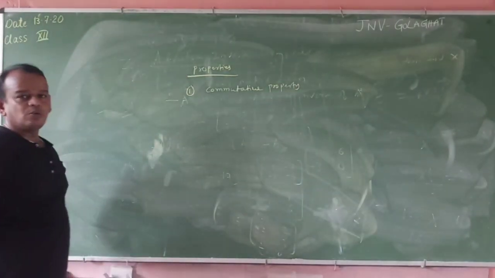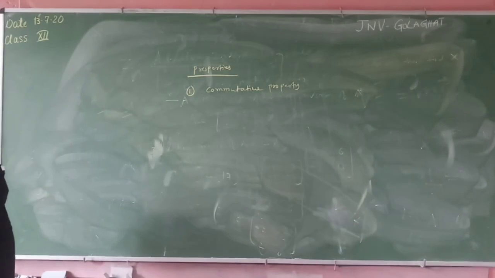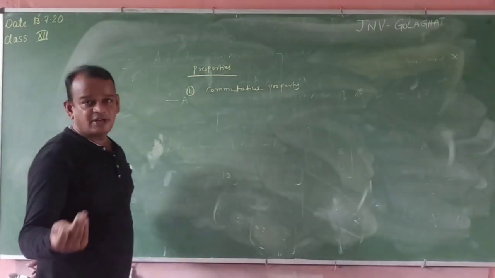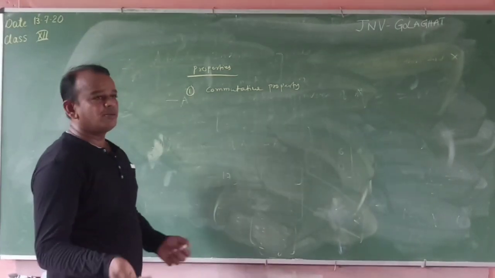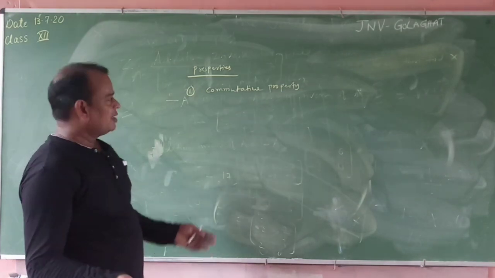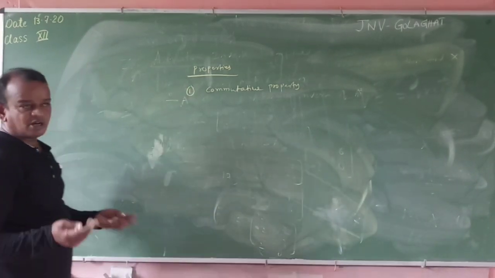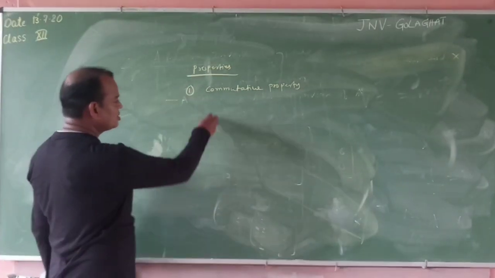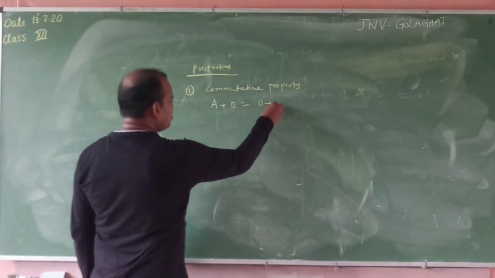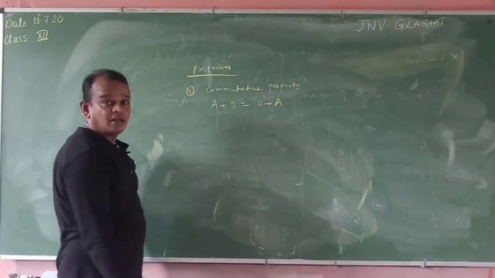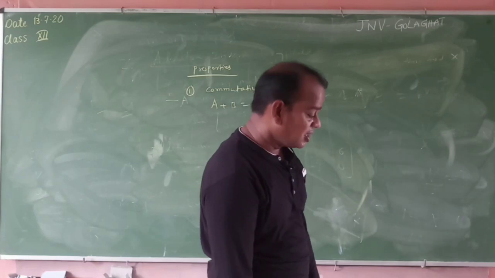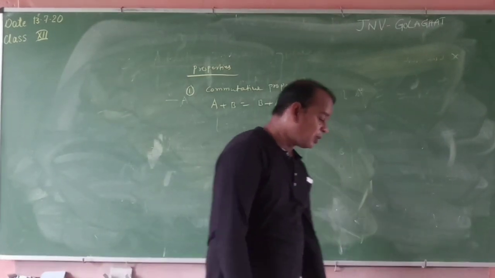If A, B are two matrices, they have the same order, 100%, because for addition we add two matrices, which means those two matrices have the same order first of all. In this one also the two matrices have the same order. Commutative property means if A, B are two matrices, then A plus B is equal to B plus A. Then the addition of the matrices satisfies the commutative property.